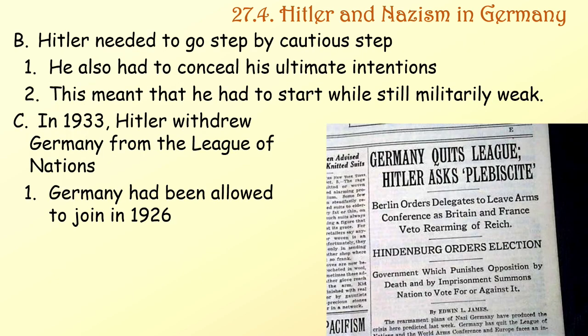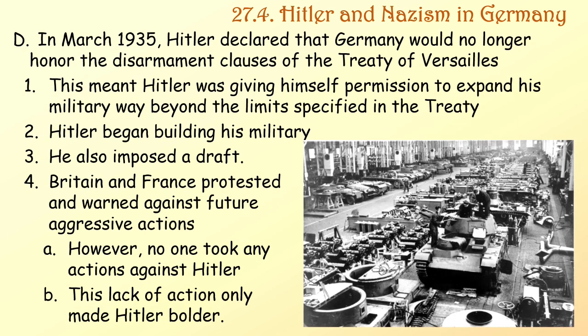Hitler needed to go step by cautious step. He also had to conceal his ultimate intentions, and this meant that he had to start while he was still militarily weak. In 1933, Hitler withdrew Germany from the League of Nations. Germany had been allowed to join back in 1926. In March 1935, Hitler declared that Germany would no longer honor the disarmament clauses of the Treaty of Versailles.